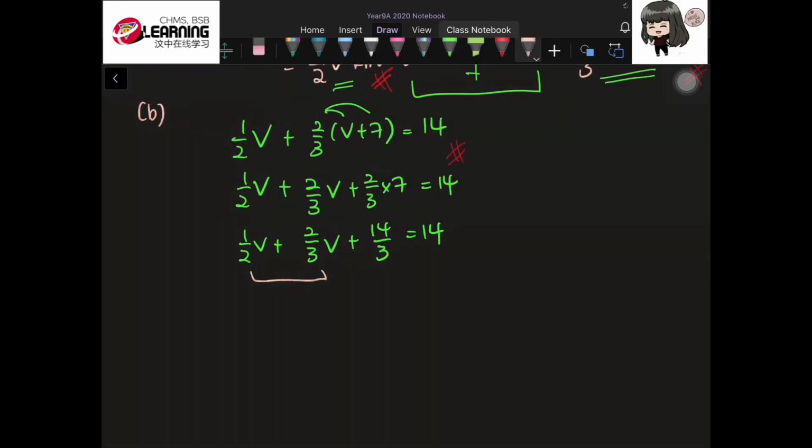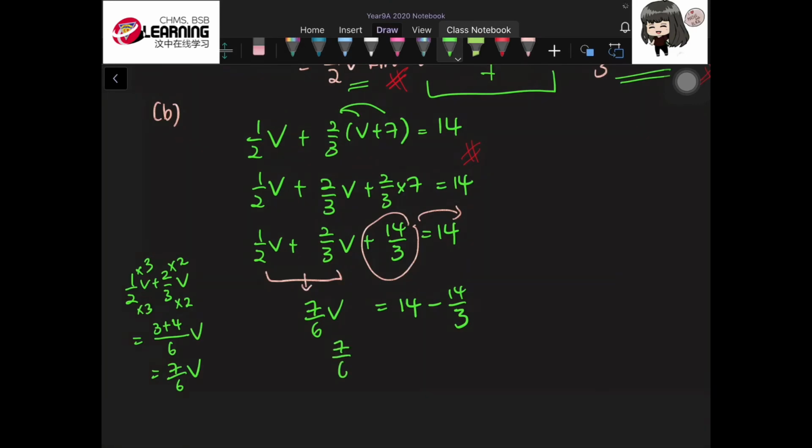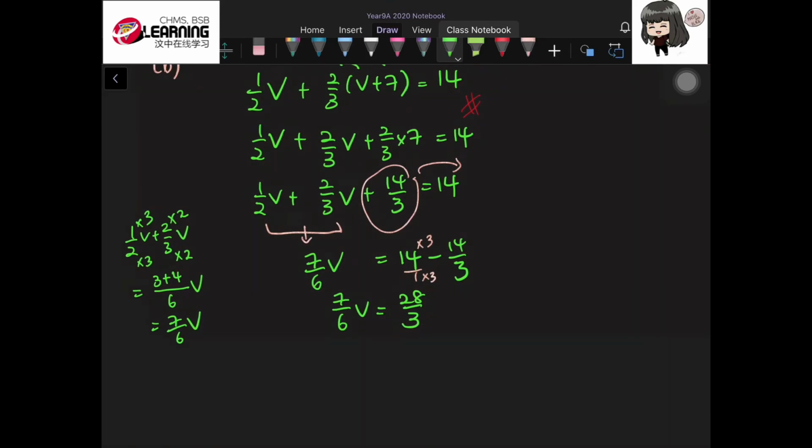So we solve this. 1 over 2 v plus 2 over 3 v is 7 over 6 v. You can press the calculator or you can do it manually by making the denominator the same, so it's (3 plus 4) v over 6, so it equals 7 over 6 v. Equals 14 minus 14 over 3. We move this to the other side, it becomes minus. So 7 over 6 v equals 28 over 3. You can press this in the calculator or you can do it mentally or using working. If I'm too fast, you can pause and try to think and do it again, and then you can continue.